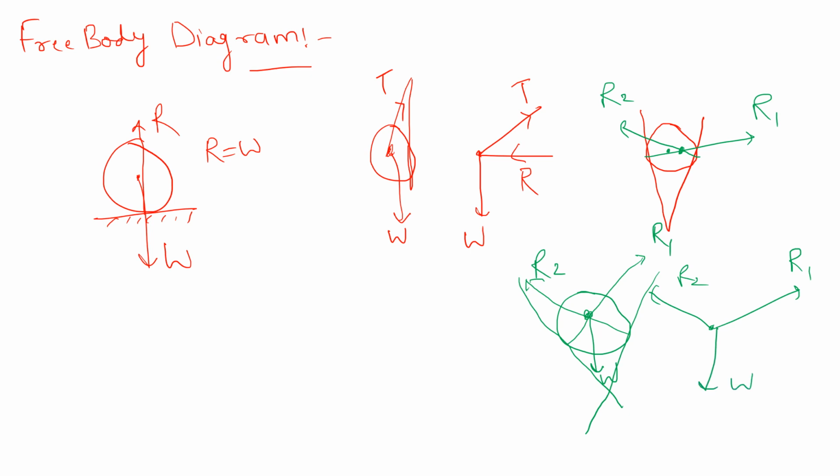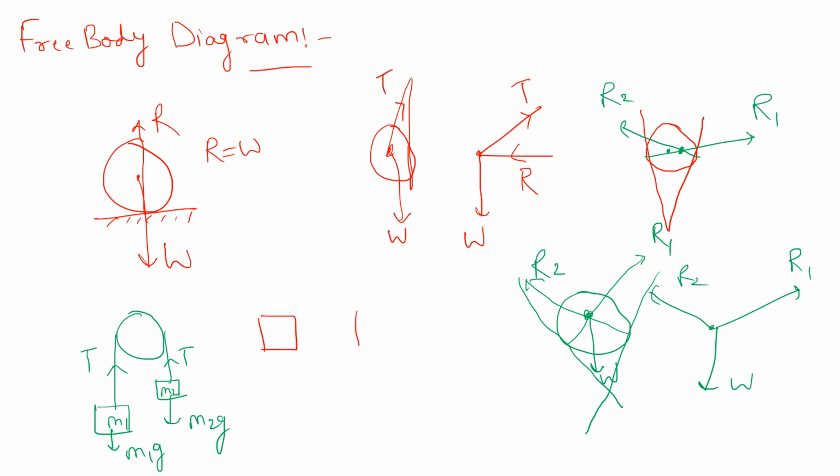Okay. One more problem is the Atwood machine. That is a very important problem. Let us suppose this is a pulley, and one mass M1 is attached here and one mass M2 is attached here. The tension is just opposite to the weight. So here the weight is M1G and here the weight is M2G. First you draw the free body diagram for M1, for M2 and for the pulley.